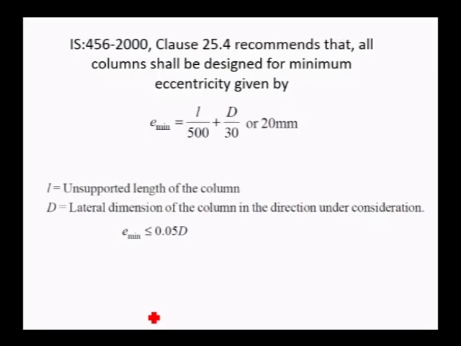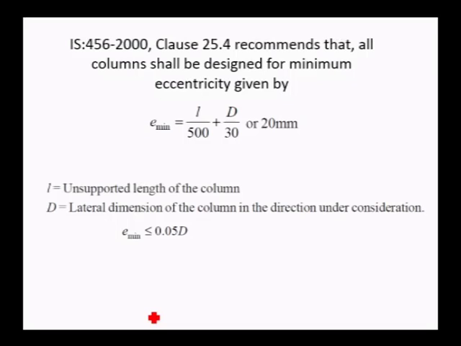Okay, that is why the code allows minimum eccentricity as per IS 456 clause 25.4, which recommends that columns should be designed for minimum eccentricity given by e minimum is equal to L by 500 plus D by 30. If you see IS 456 clause 25.4, you can get this formula, e minimum is equal to L by 500 plus D by 30, or it should not be more than 20 mm. If it is more than 20 mm, definitely you have to design the column as an eccentrically loaded column. Okay, within 20 mm, you can design the column as an axially loaded column.